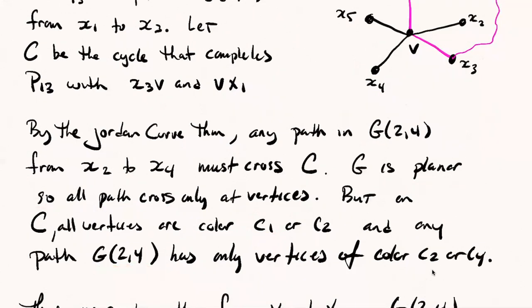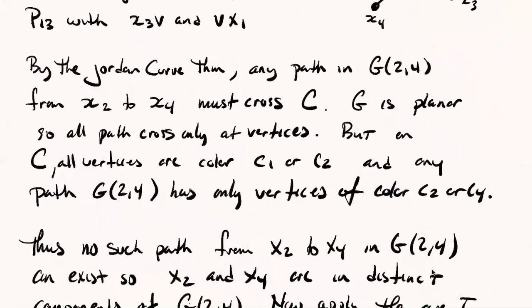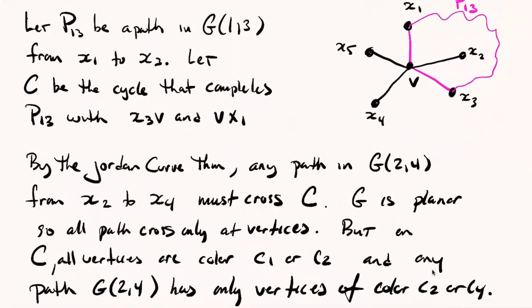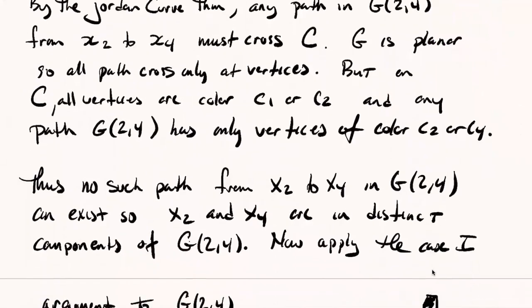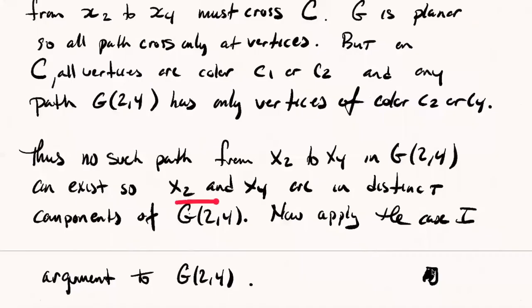So at the vertex where this path crosses C, we have a problem because that vertex has to be either color 1 or color 3 because it's on C, but it has to be either color 2 or color 4 because it's on this path. Well, it can't be both. So there is no such path. There can be no path in G24 from x2 to x4. Well, what does that mean? That means in the graph G24, x2 and x4 are in distinct components.